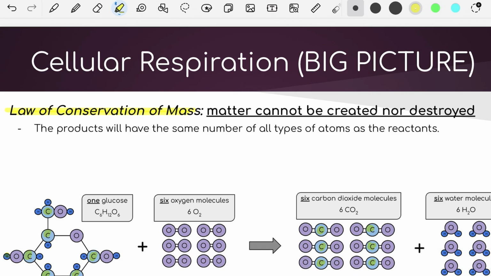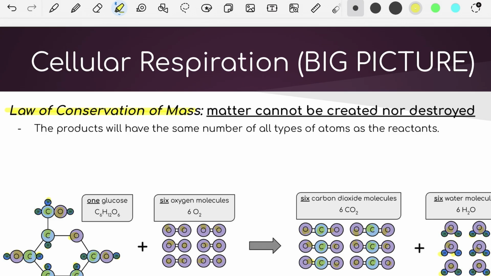On the reactant side, we have 12 hydrogens. And over here we've got 12 hydrogens. On this side we have 18 oxygens. And over here we also have 18 oxygens, as we already said, right? There's 18 oxygens. They're just arranged differently. Okay, and that's the law of conservation of mass.